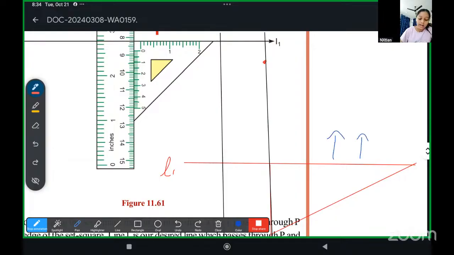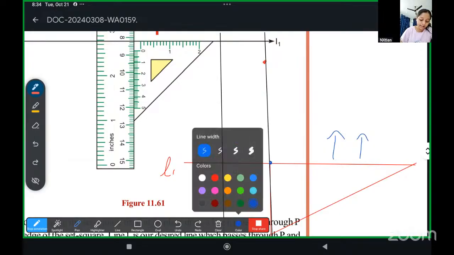Until this edge touches point P. Look here. Until this edge touches point P. You've understood, right? Yes, ma'am.